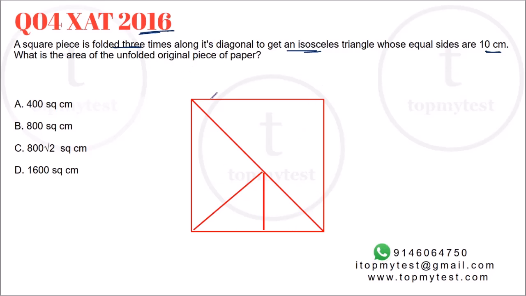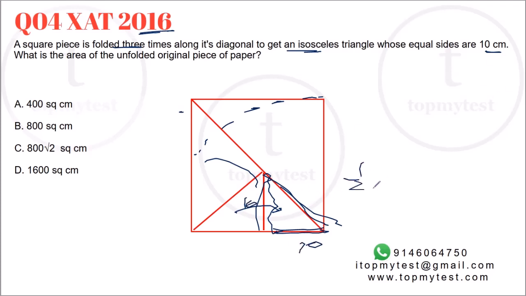So if I take this original piece of paper, I fold it once like this, so you'll get a triangle. Then you fold it again like this, you'll get a smaller triangle. Now to get another isosceles triangle, you'll have to fold it like this. So this will be the final triangle which is formed. Side is equal to 10.